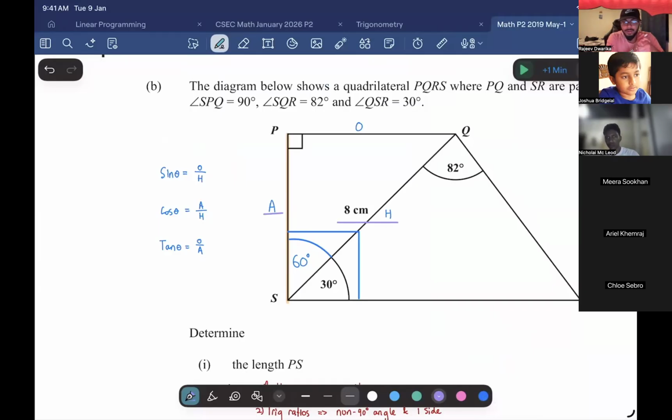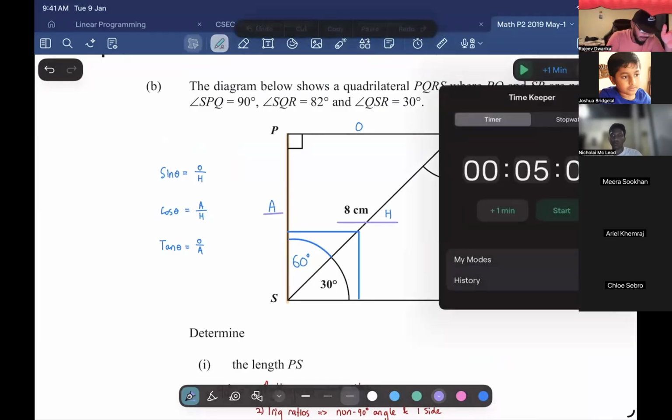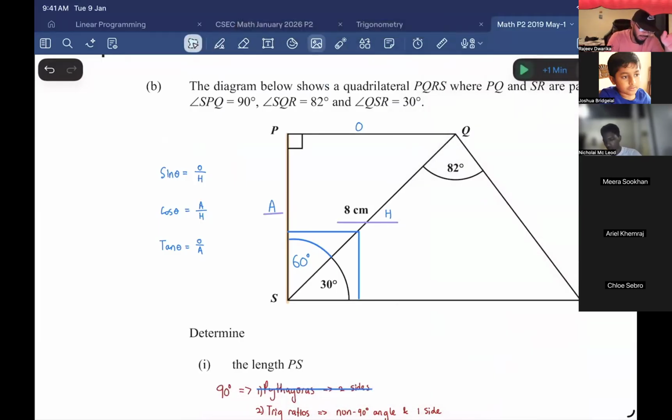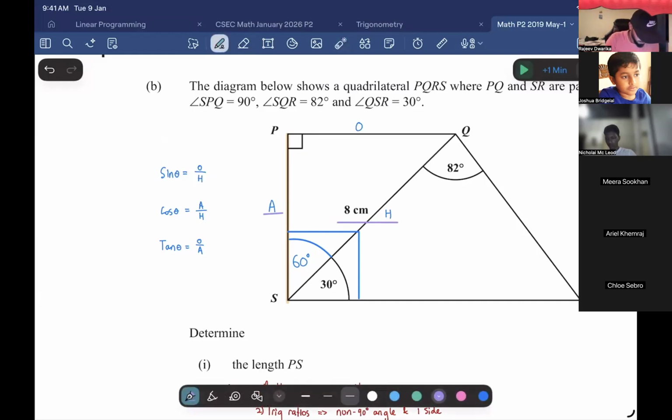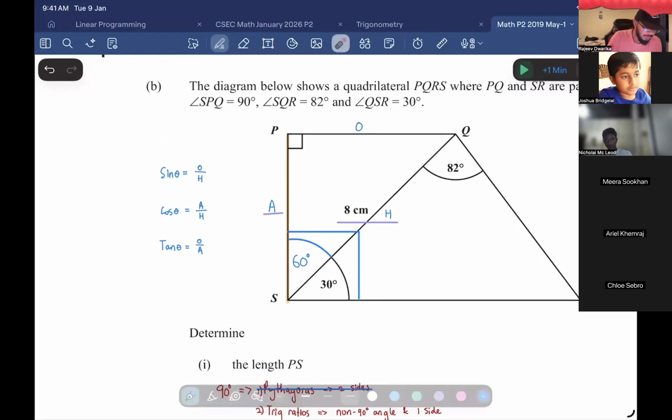Yes, sir. All right, so Chloe, if we want to find length PS, which is A, I need to underline that, right? So I need to use one with A in it. And the other thing, I'm going to look at the length I'm given. I'm given H. So Chloe, if this is the case, which trig ratio should I use? Sine, cos, or tan? So I think sine.